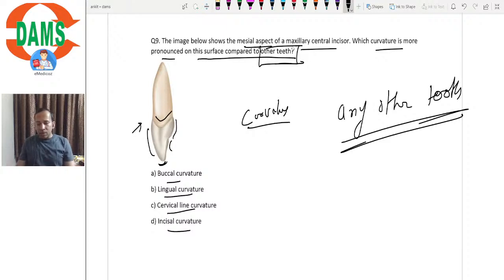So which curvature is most prominent? It is the cervical curvature, right? This is the cervical curvature, and the cervical curvature on the mesial side of the maxillary central incisor is most prominent. This depth is approximately 3 millimeters, right? This is the maximum, on the mesial surface of the maxillary central incisor. So the answer here would be option C.